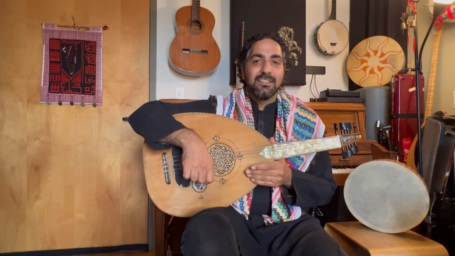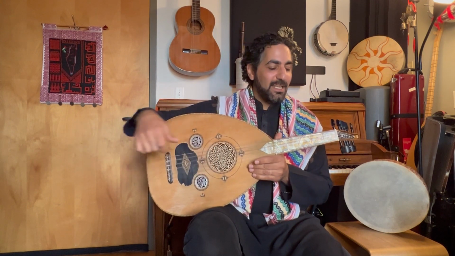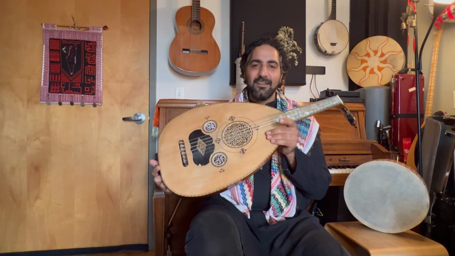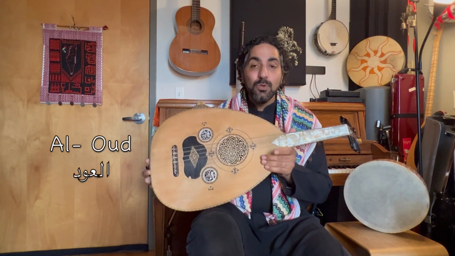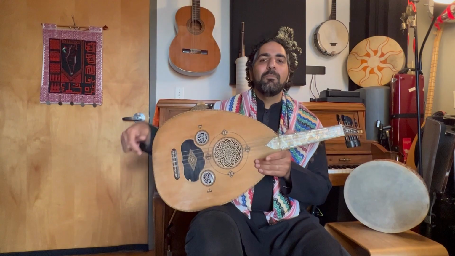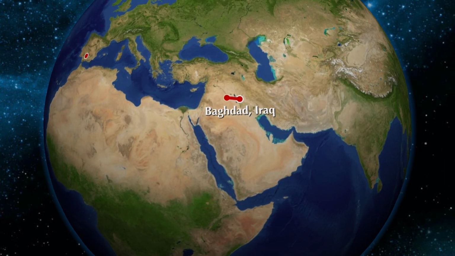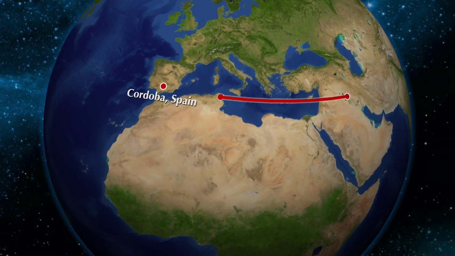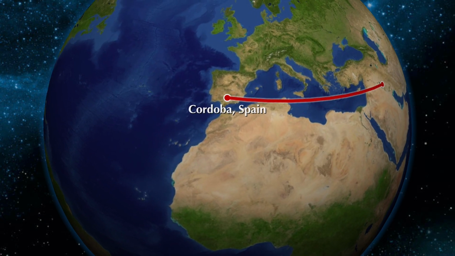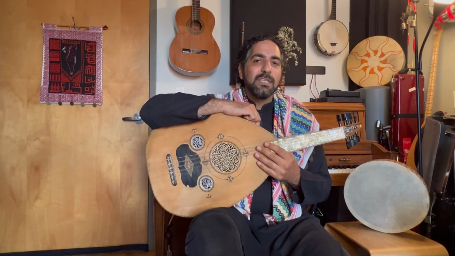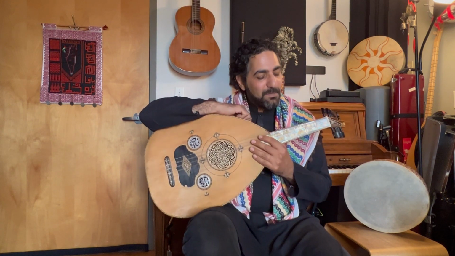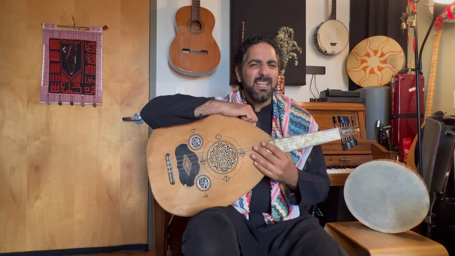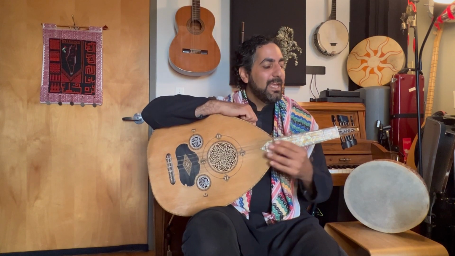One of the instruments that comes from this region is the instrument I'm holding right here. This instrument is called al-oud. And al-oud came all the way from Iraq and went all the way west, even into parts of Spain. Al-oud is an instrument that was actually created maybe over 2,000 years ago. But the shape that we see today came to be about 1,000 years ago.